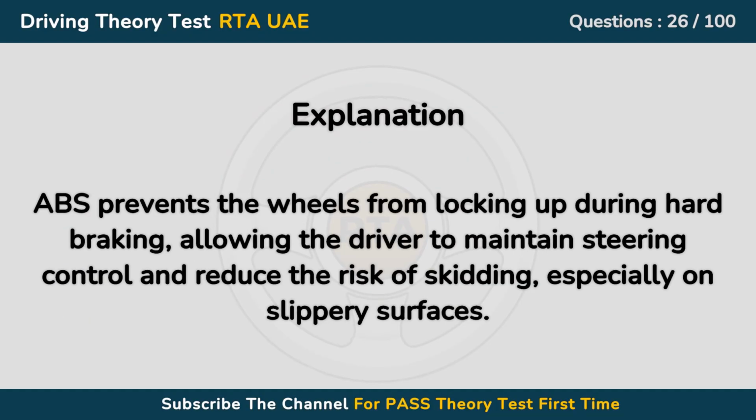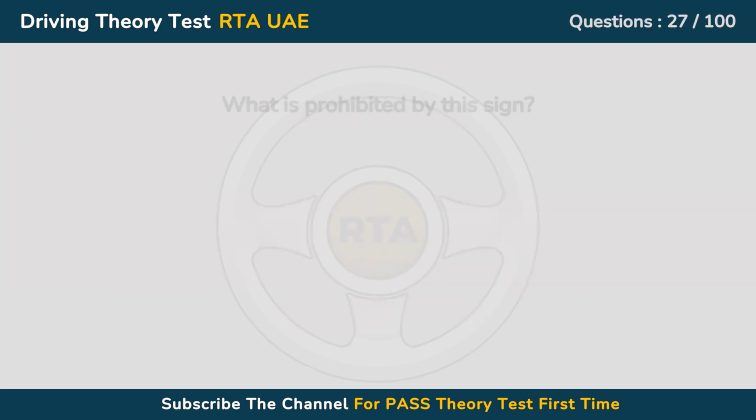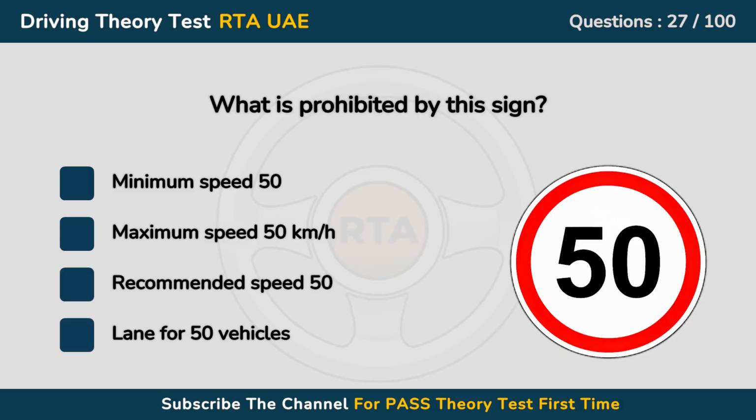ABS prevents the wheels from locking up during hard braking, allowing the driver to maintain steering control and reduce the risk of skidding, especially on slippery surfaces. Question 27. What is prohibited by this sign?